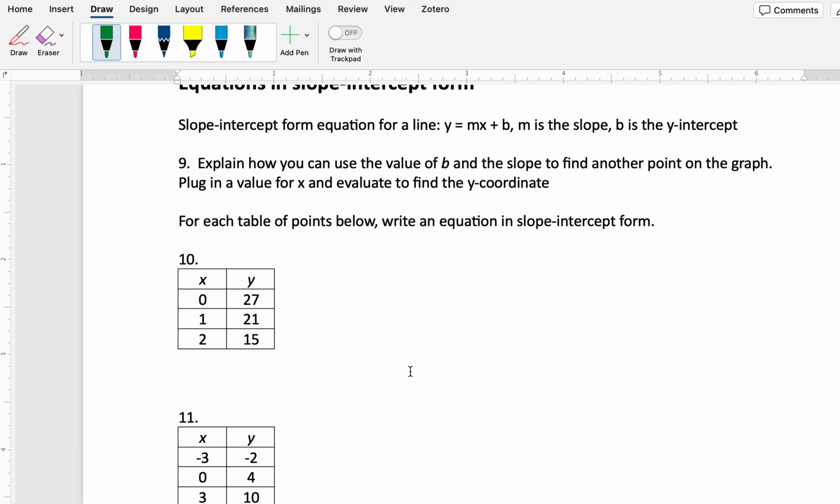That will give us the y-coordinate. So now we're going to look at some tables. For each table, we're going to write an equation of the line in slope-intercept form. In order to write the equation in slope-intercept form, we need to identify the slope and the y-intercept for each set of points. So looking at my first one, I can see that I have the point 0, 27 in my table. That's going to be the y-intercept. So when x is 0, whatever the y-coordinate there is the y-intercept. So the easiest way to find b is if it's just given to you directly.